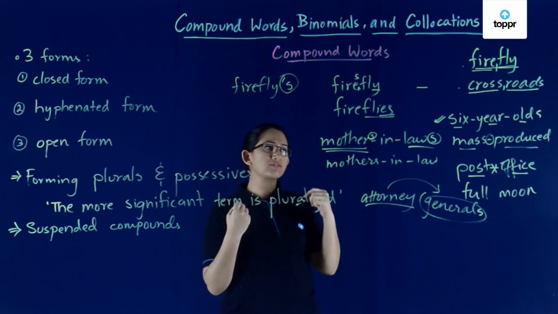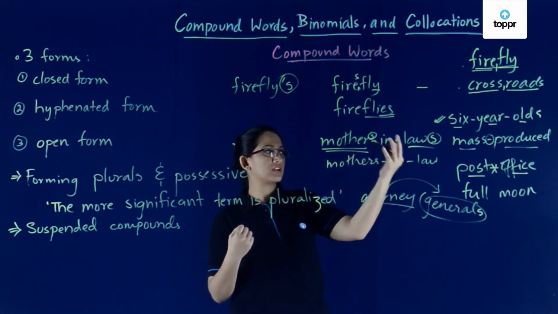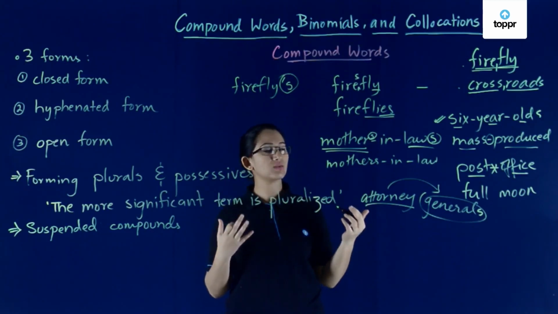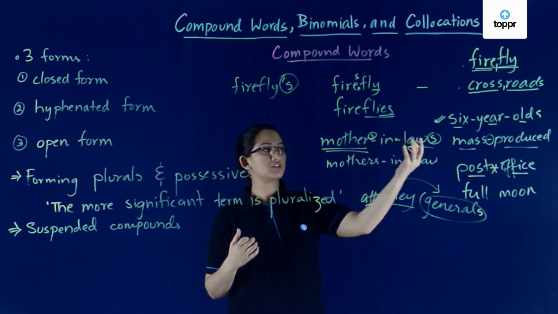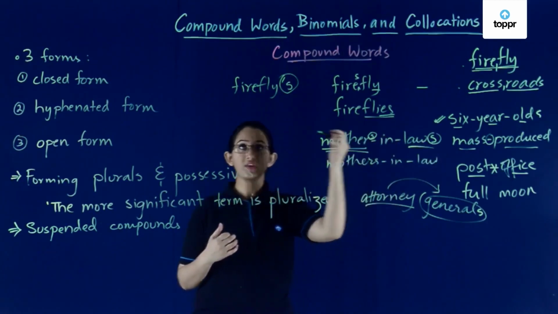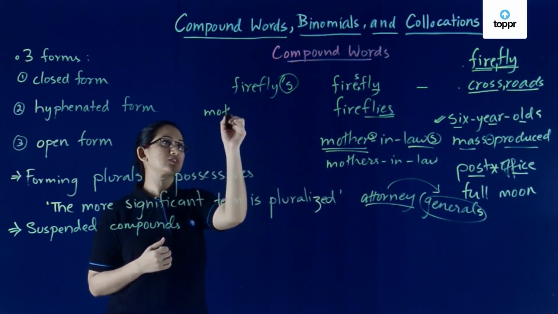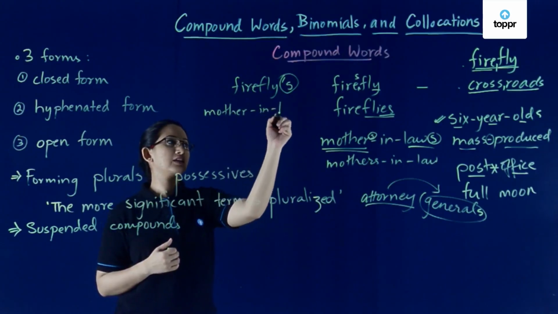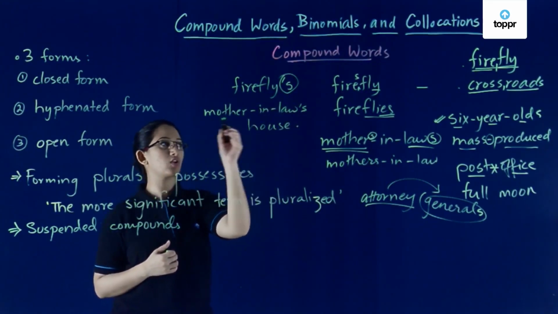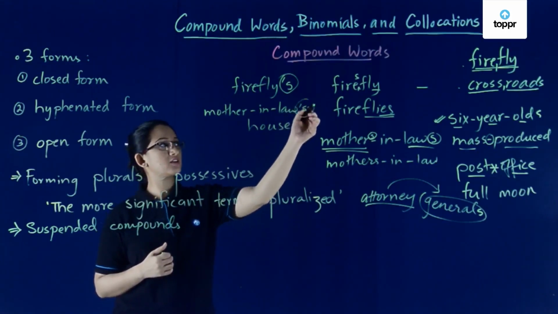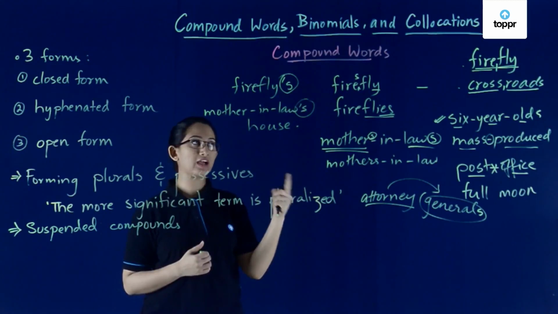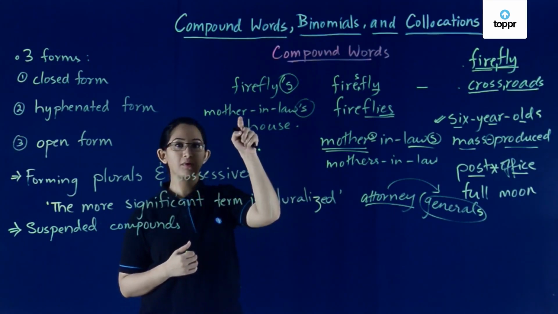What would I do if the word were like this? Mother-in-law. What should you do? In case I want to show possession of the mother-in-law, the apostrophe S would come at the end. So this would become mother-in-law's house. This is my mother-in-law's house. So you can see here, I have placed it at the end of the word. I have not placed it at the end of mother.